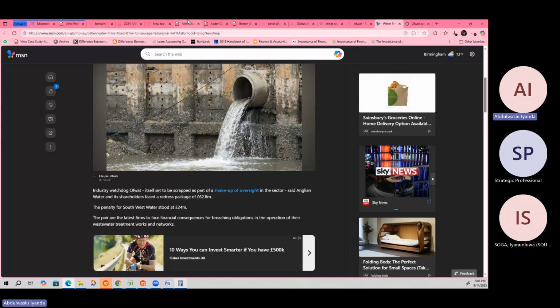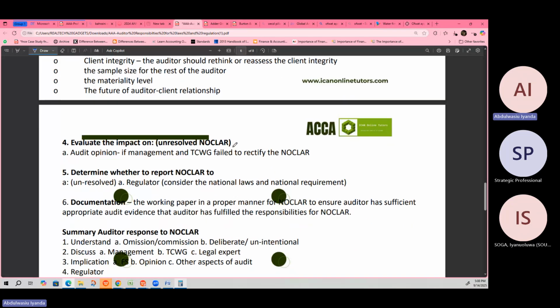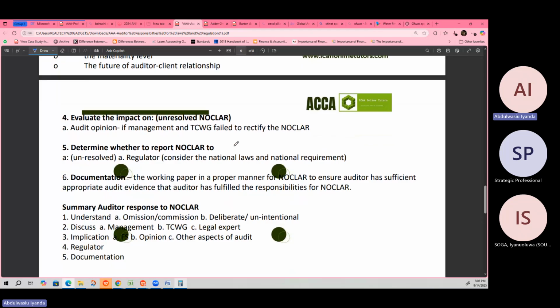Then I think what was the next one? The next one is to determine whether to report, especially if it is unresolved. Do you need to take it to the authorities? You need to report it. But if it is this case, there's nobody to report it to.